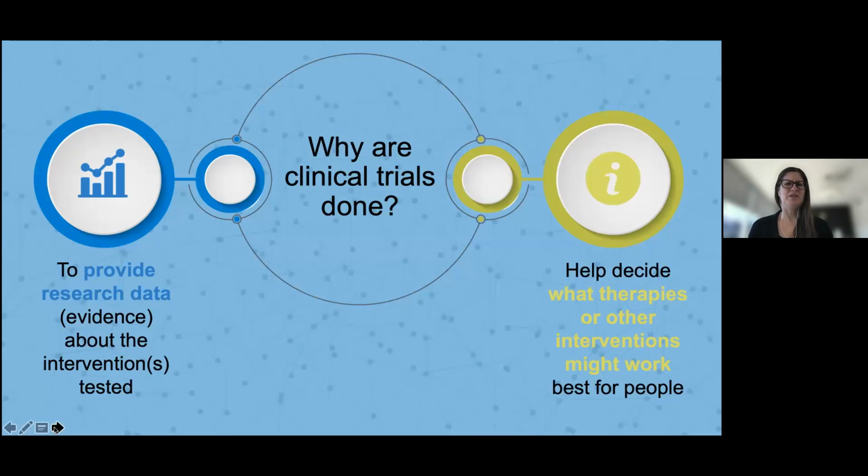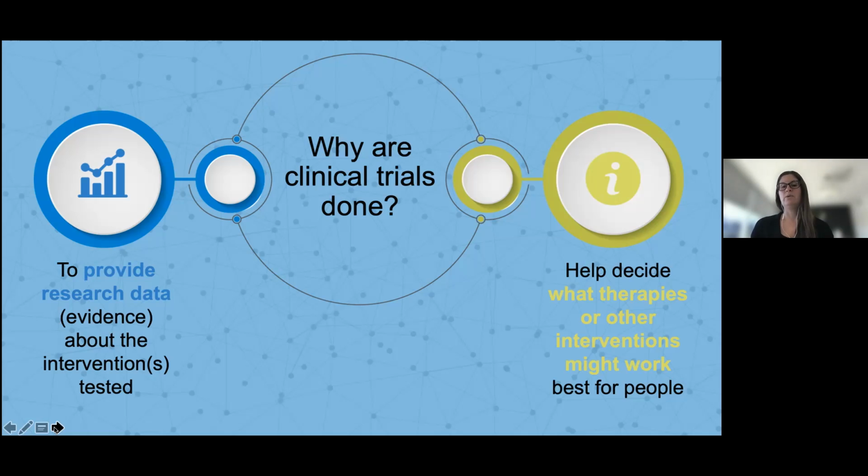And why do we even do clinical trials? Well, what we do is from clinical trials, we gather research data, which we also call evidence, about the treatment that we're testing. And that research data or evidence helps a lot of different people decide what therapies or other interventions might work best for people.